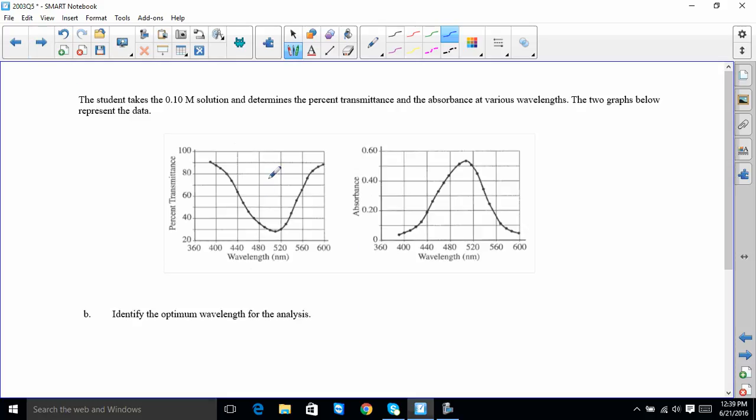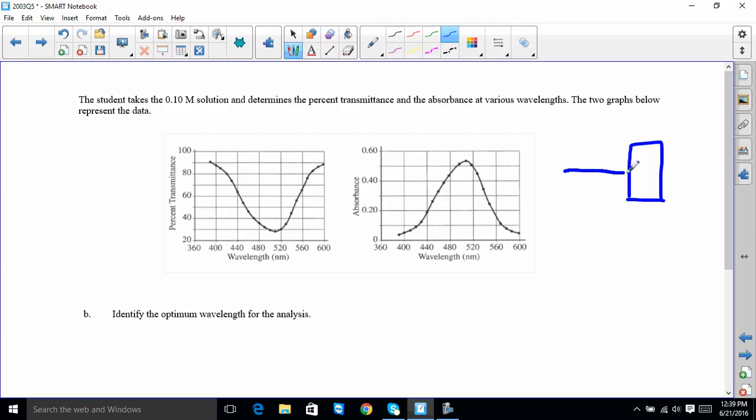And then part 2, the student takes a 1 molar solution, percent, okay, absorbance. Interesting, the reason why they did this on the AP exam is they want you to understand that something happens when you pass light through a colored solution. By the way, cobalt 2 chloride is pink.